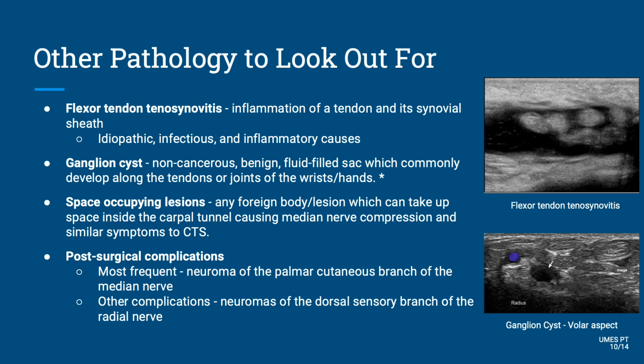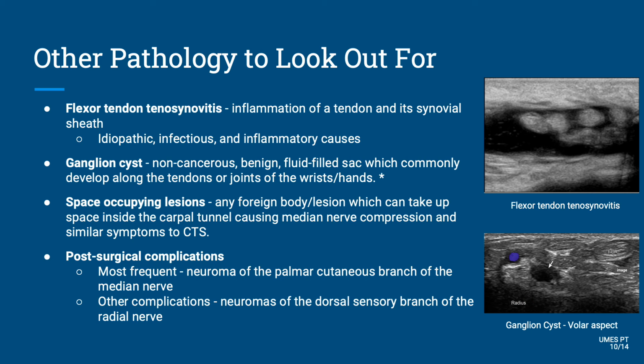And you can see the ganglion cyst in the image on the bottom. It's going to be right here, between the radial artery and the flexor carpi radialis. Indicated by the white arrow is the cyst right there. And the cyst is anechoic because it is typically filled with fluid.